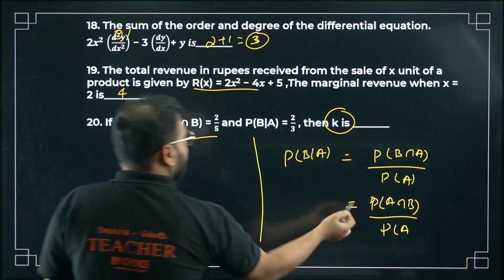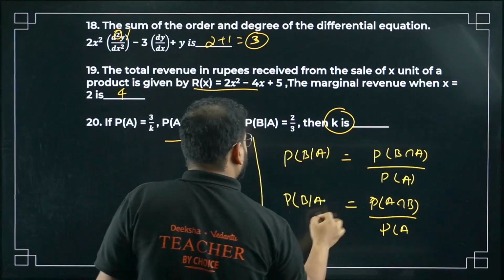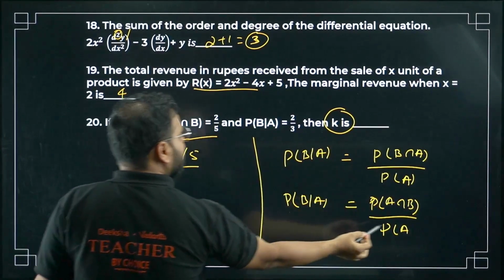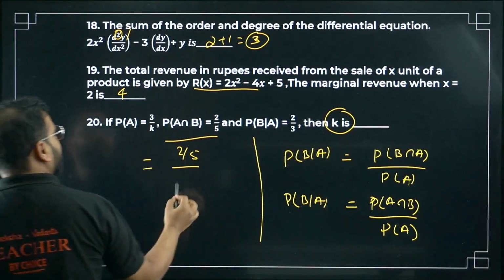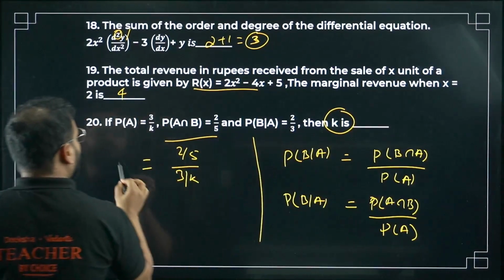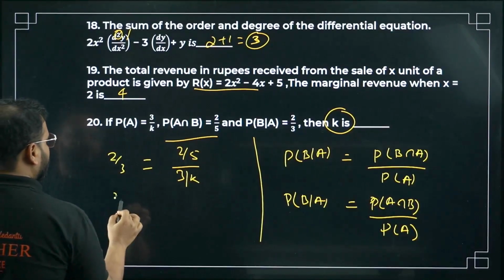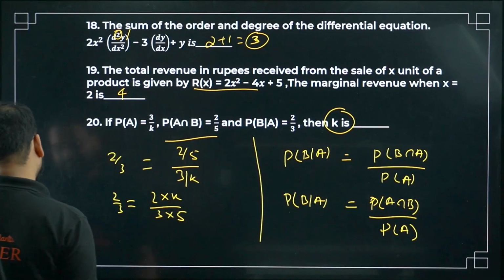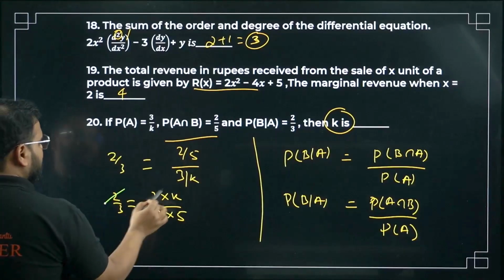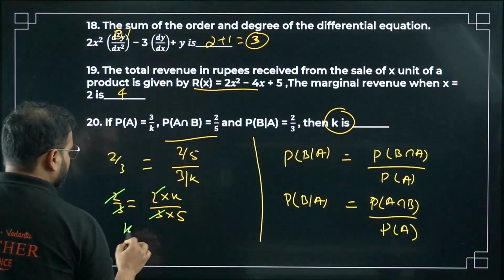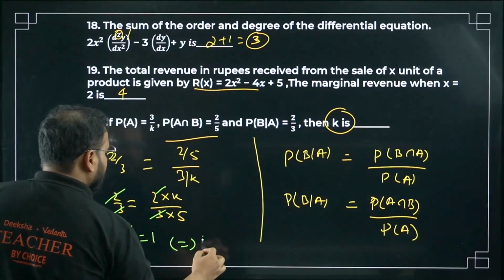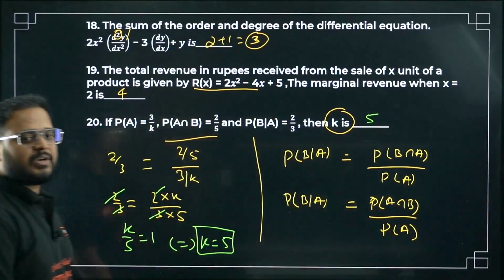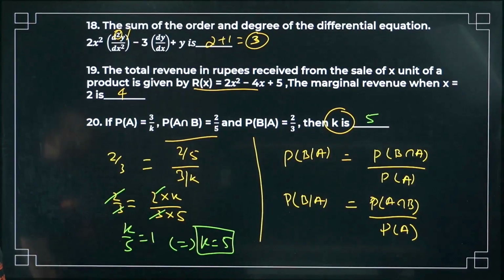Check this out. For the RHS part, what we'll have? Intersection is given here as 2 by 5, and P of A is given as 3 by K, and they have given this value over here as 2 by 3. So what I get now? 2 by 3 equals 2 into K by 3 into 5. Check it over here. So 2 and 2 is cancelled, 3 and 3 is cancelled. I get K by 5 equals 1. It means K equals 5. K equals 5, sir. Please check. K equals 5 is the answer for your question number 20.